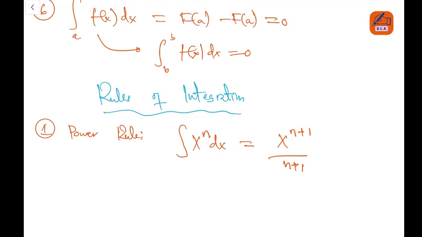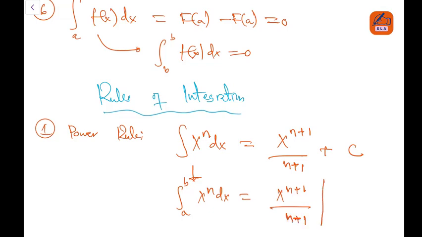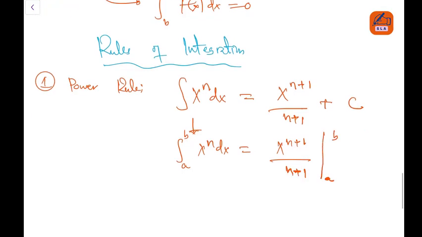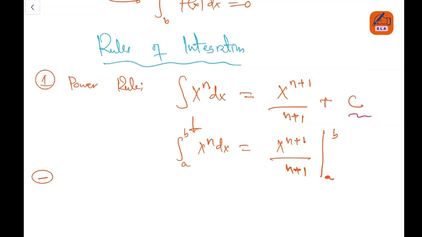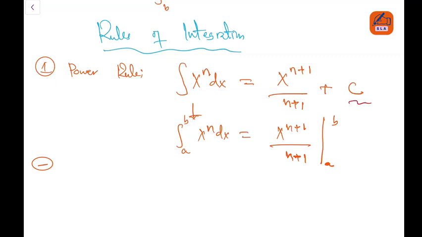But since it's an indefinite integral, we add c. If it was a definite integral, the integral from a to b of x^n dx, it would just be x to the power n plus 1 over n plus 1, then you put in your limits a, b. There is no need to add the constant c. We add c when it's indefinite, which means we don't know the limits. We need to account for all the possible values. That is where we get this one. That is the power rule, and it is the most common rule in integration.